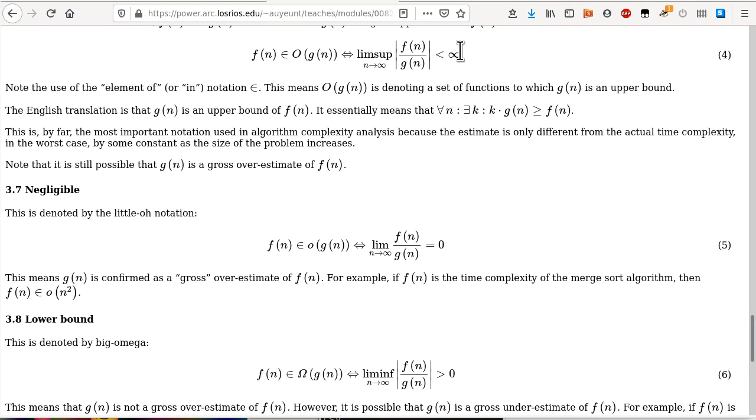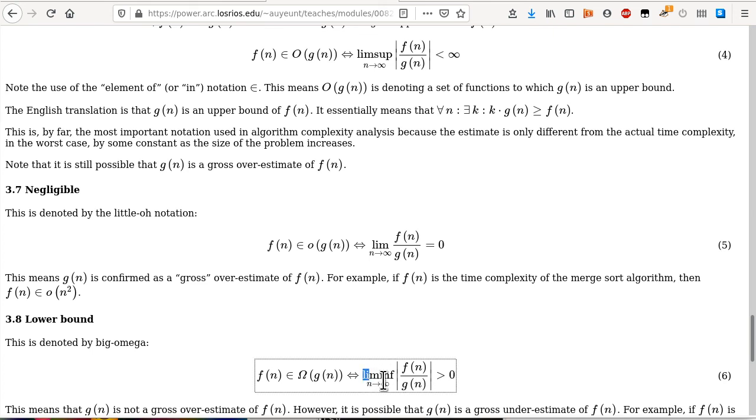So if this requirement and this requirement are both met at the same time, that means the limit inferior of the absolute value of f of n divided by g of n as n approaches infinity is a constant. It is just a value. Does that make sense? Because it is not infinity, it doesn't keep going higher and higher, and yet it is not zero, so it is a non-zero constant. As long as you can establish that this thing here is a non-zero constant, then g of n is a tight bound of f of n.